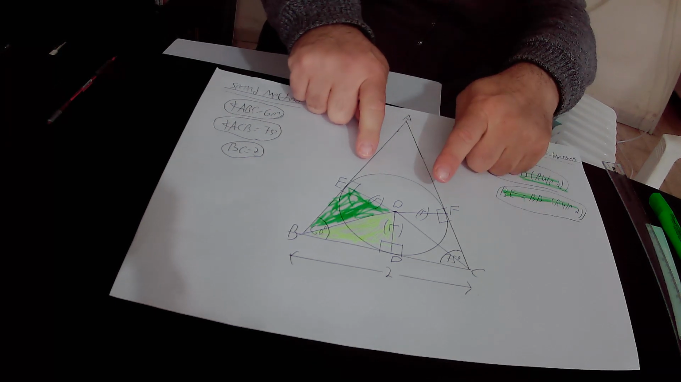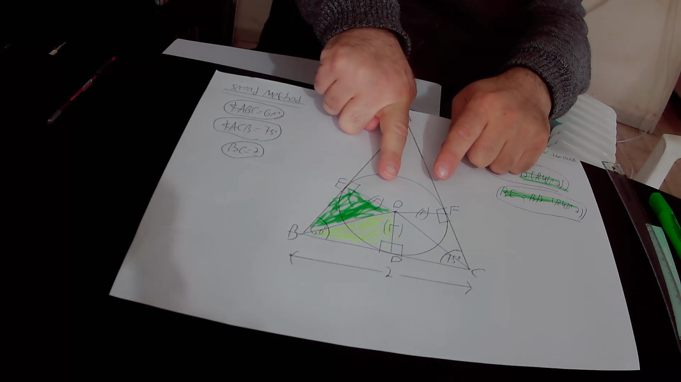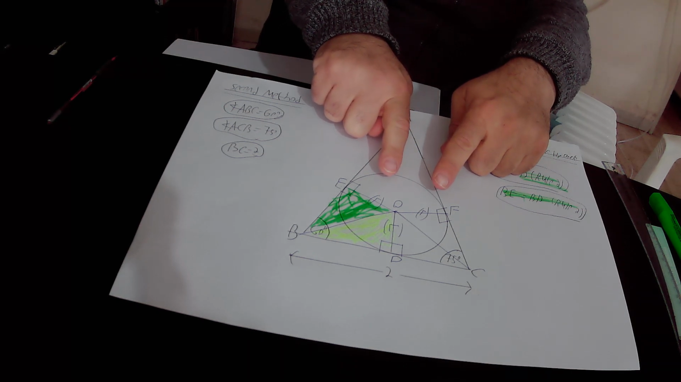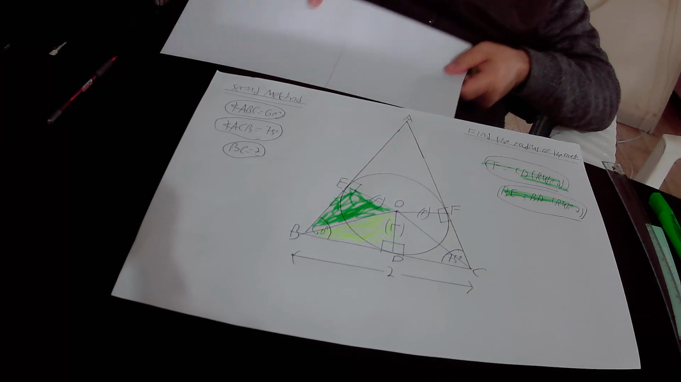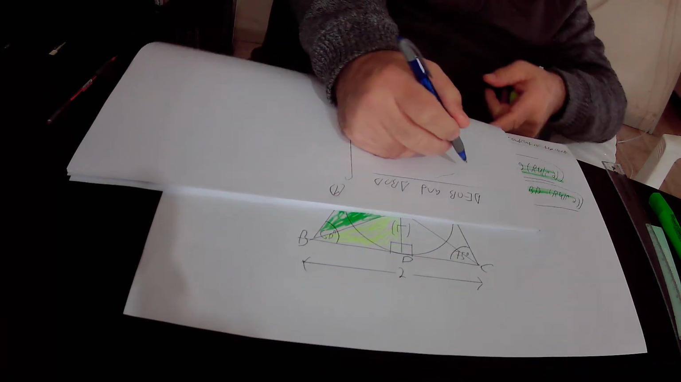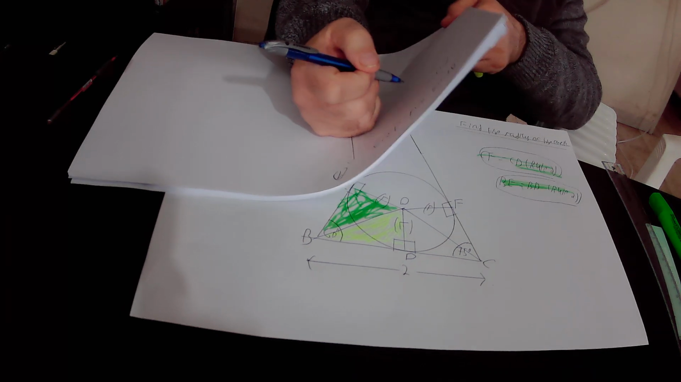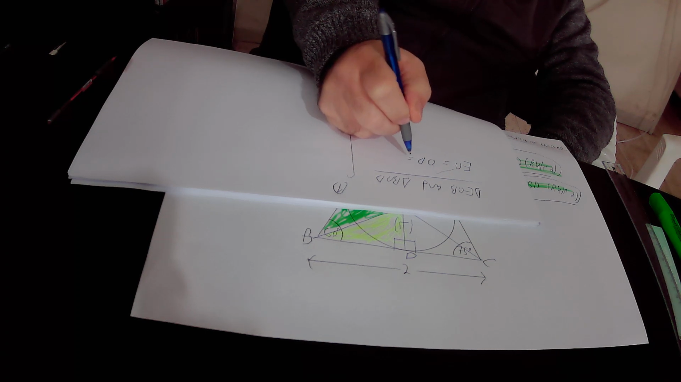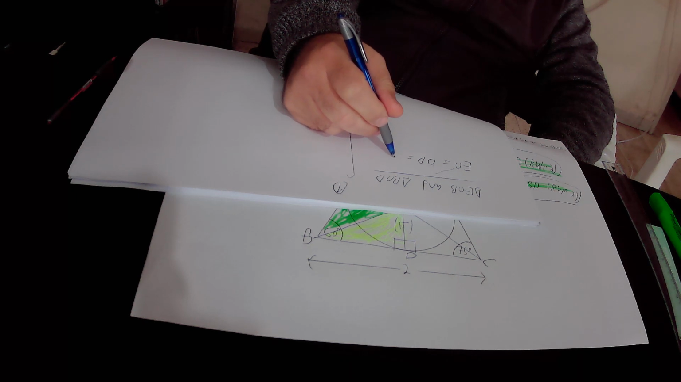First of all, side EO of the red triangle equals side OD of the yellow triangle. They are both the radii of the circle, therefore they are equal to each other. So I can write down that side EO equals side OD.